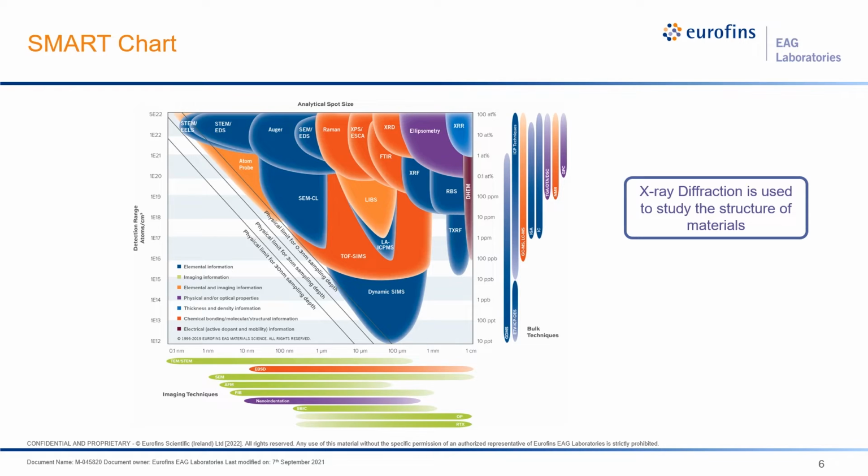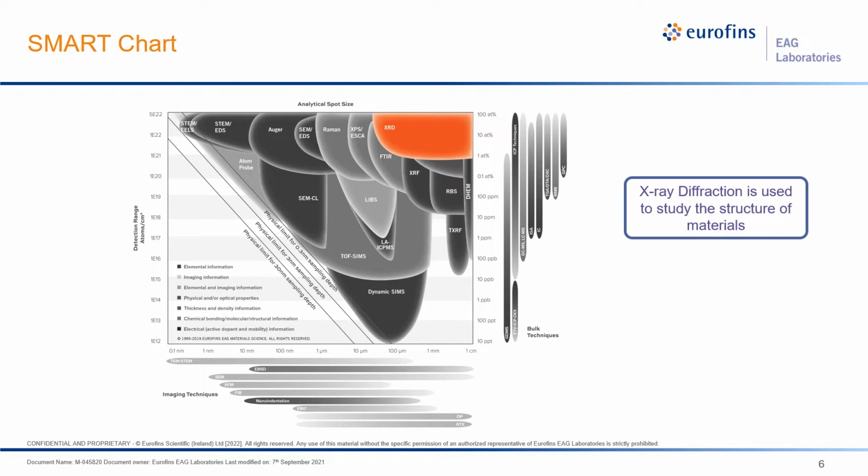First up, for today, we are looking at XRD. XRD is located inside the box, indicating that it is a surface analysis technique. However, it should be noted that the penetration depth will depend on a number of key factors. You'll also notice the colors. XRD is orange, as it provides mainly bonding or structural information.